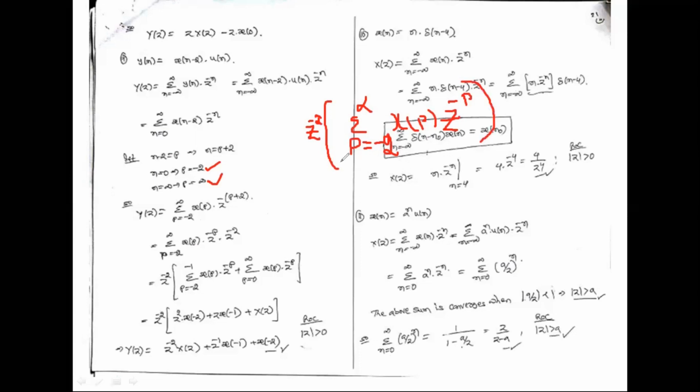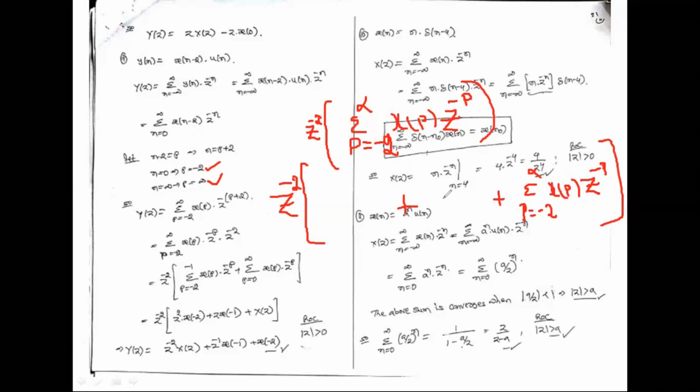What is the before value of minus 2? It is minus 1. Minus 1 means x of minus 1 and z power minus of minus 1. Okay, so z power minus 2 we can multiply with the before value if I am taking here. So here the sum over p equal to minus 2 to infinity of x of p z power minus p. So before substituting the values of p, x of minus 1 is a before value, minus 1.